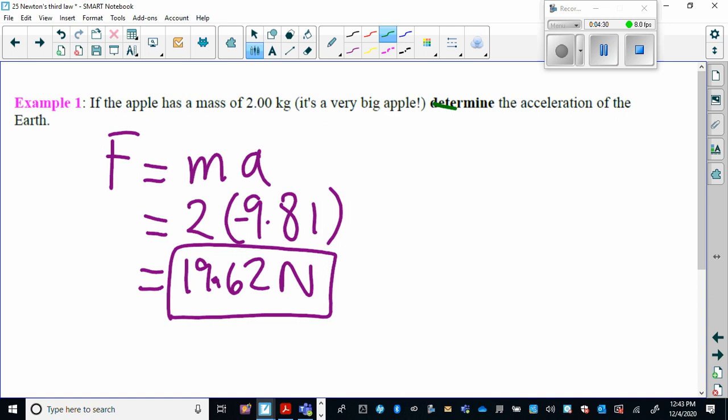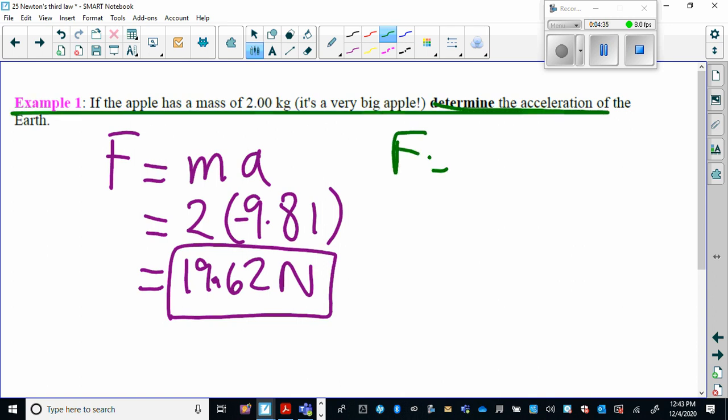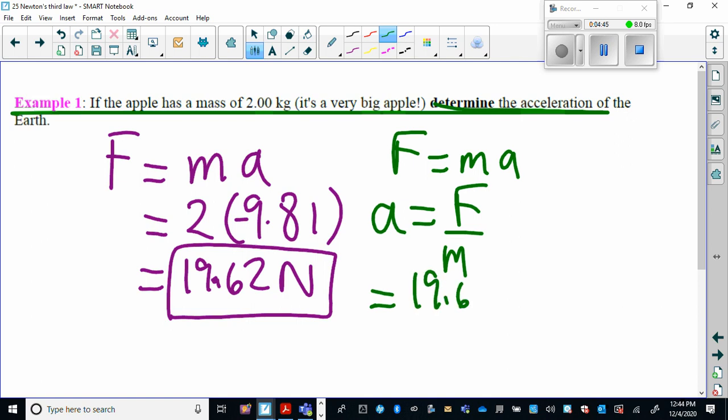But we're trying to find the acceleration of the earth. So we'll take our formula here, rearrange it for acceleration, and then put in our 19.62 newtons. And then we will put in the mass. In this one, we obviously use the mass of the apple. Now we'll put the mass of the earth.